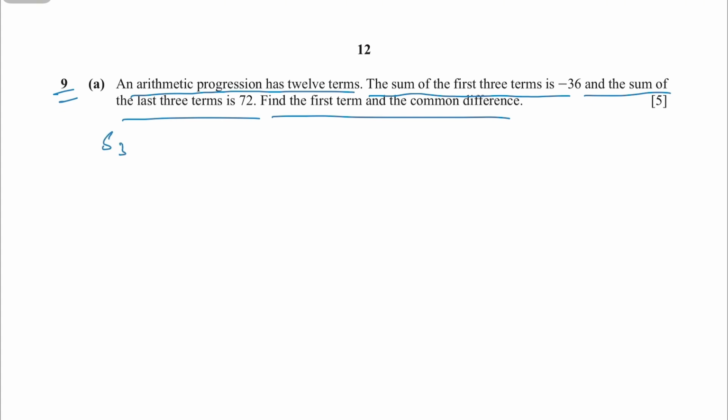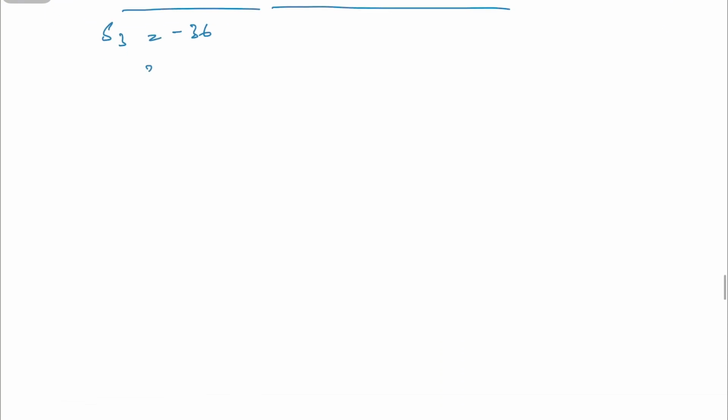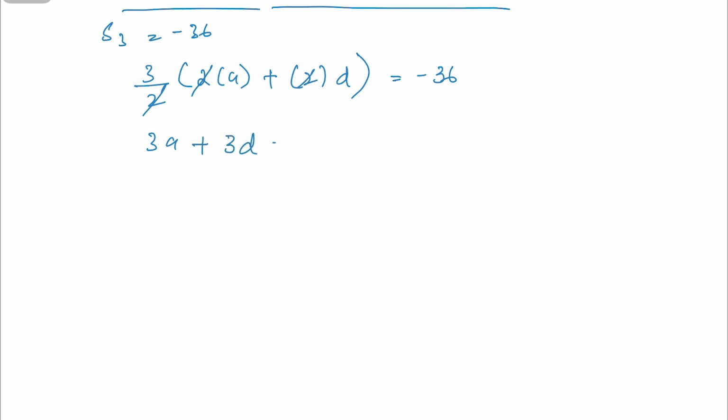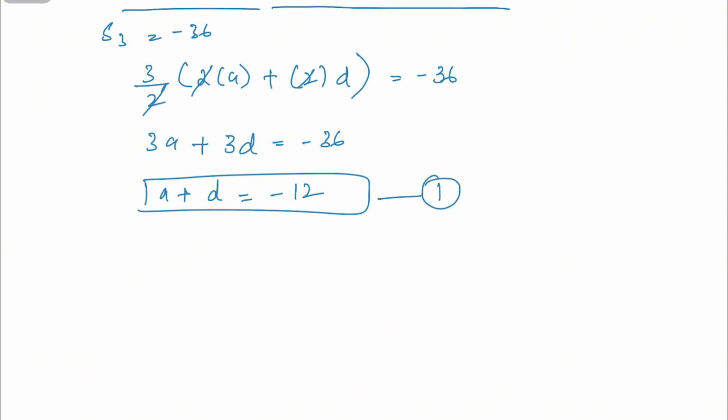Sum of first 3 terms is equal to negative 36, and our equation would look like 3 upon 2, 2 into a plus n minus 1, which is 3 minus 1, would be 2, and then d. So we take 2 as common and cancel it out. So this would look like 3a plus 3d equals negative 36. Let's simplify it a little bit and divide the whole equation by 3. So we'll get a plus d equals negative 12. So this is our first equation.